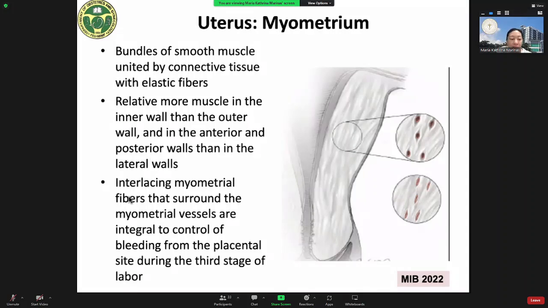So very important, the interlacing myometrial fibers that surround the myometrial vessels are integral to control of bleeding from the placental site during the third stage of labor. So the formation of the interlacing fibers is very important in the prevention of hemorrhage after a delivery. So they are formed by interlacing myometrial fibers.